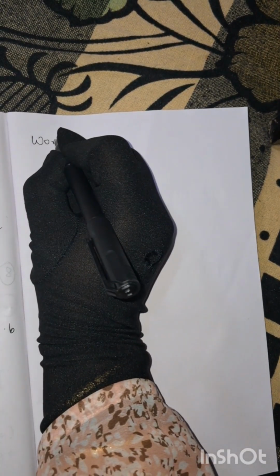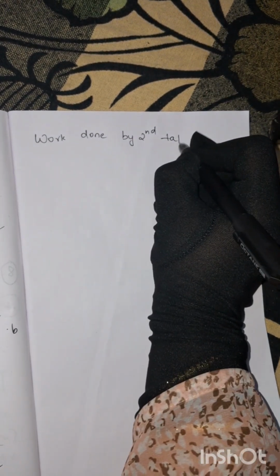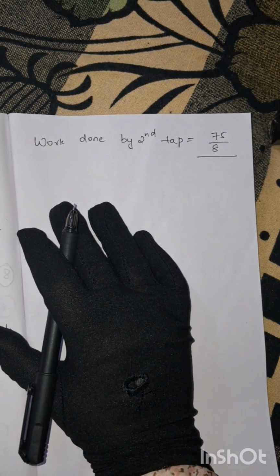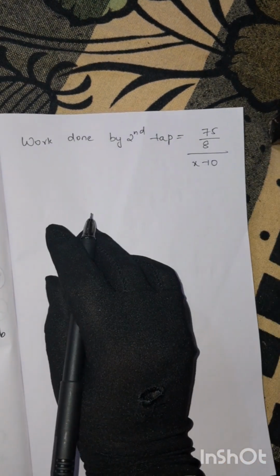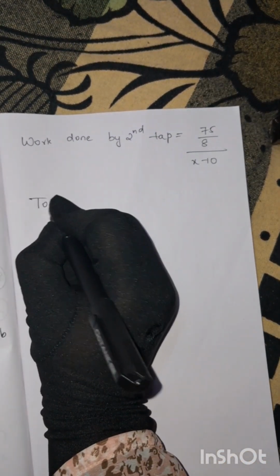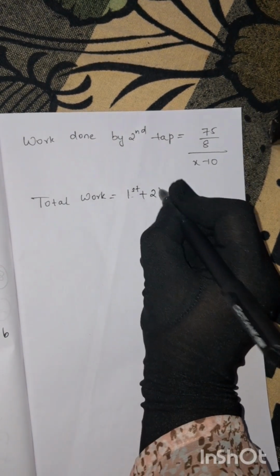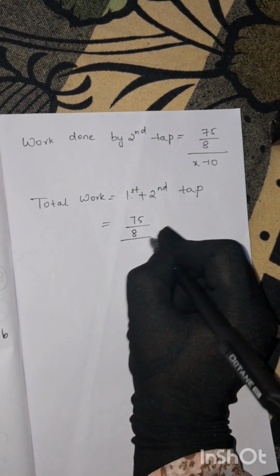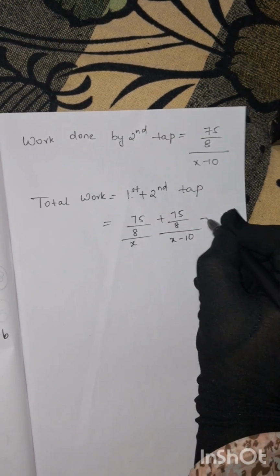Now work done by second tap. Since we know that 9 3/8 is 75 by 8, and in the question they said it is taking 10 hours less than the smaller tap, so x minus 10. Now total work will be how much? Equals 1. Total work is equal to first tap plus second tap, so it will be 75 by 8 by x plus 75 by 8 by x minus 10 is equal to 1.